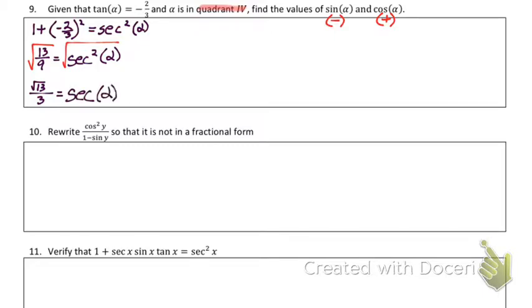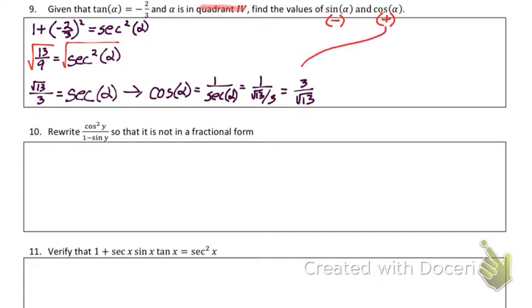I don't really care what secant is, but it was my gateway to get to cosine. So we're just going to say that cosine of alpha is going to equal 1 over secant of alpha, which is just going to be 1 over that square root of 13 over 3, which equals 3 over square root of 13. Then I'm going to note that because cosine's positive, this one should also be positive. Alright, so that's how you get cosine.